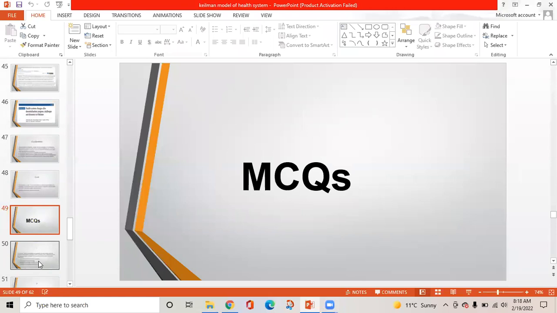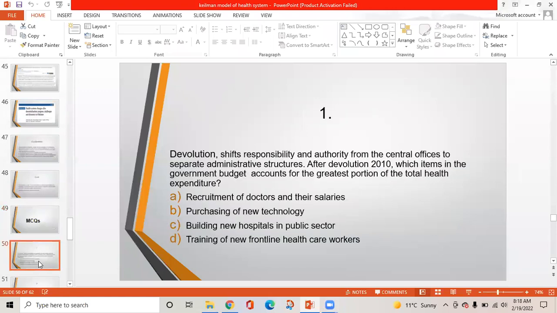Now coming towards the MCQs. First MCQ: devolution shifts responsibility and authority from central offices to separate administrative structures. After devolution 2010, which item in the government budget accounts for the greatest portion of the total health expenditure? Option A is recruitment of doctors and their salaries. Option B is purchasing new technologies. Option C, building new hospitals in the public sector. And option D, training of new frontline healthcare workers.